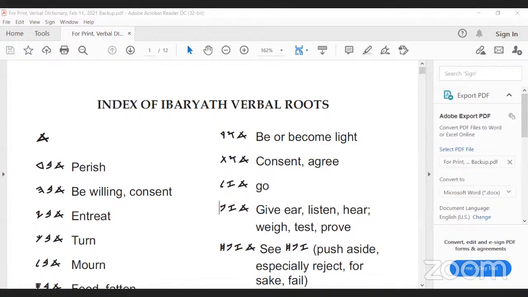And what I'm going to do, I hope to do, I'm trying to be consistent getting this YouTube channel going. I hope to present one Ibaryath verbal root, maybe every day or maybe every other day. You can see it's very brief. I may add more to it, I may not.